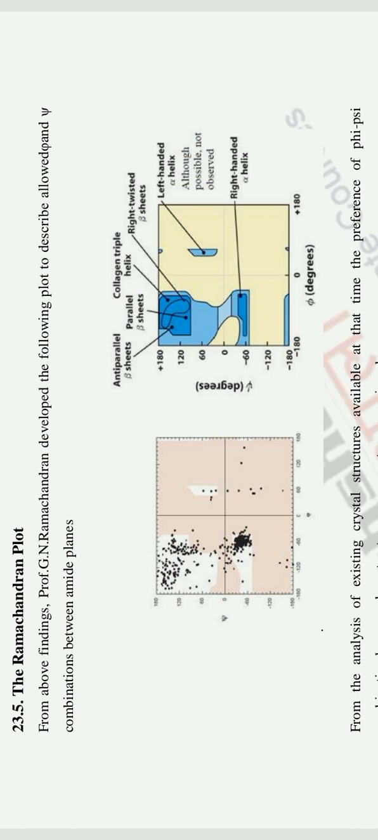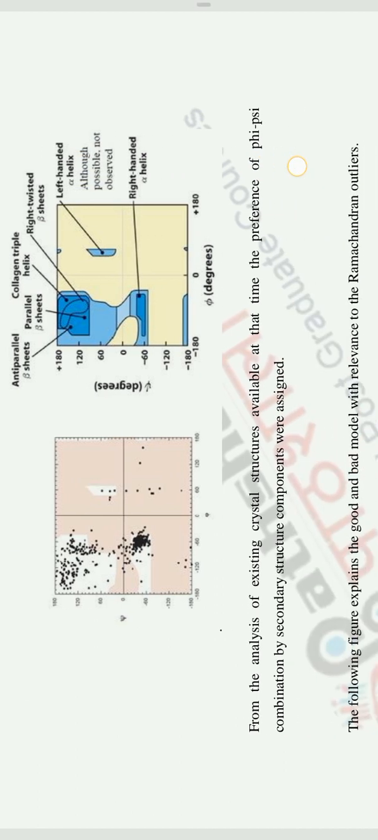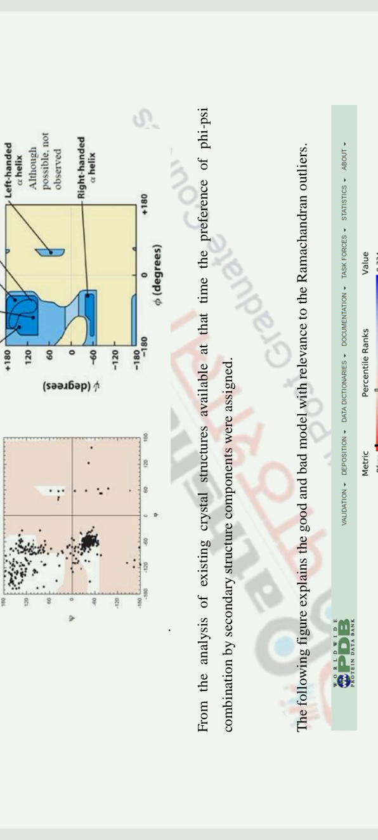The axes will be the psi angle and phi angle in degrees. Anti-parallel beta sheets, parallel beta sheets, collagen triple helix, right-twisted beta sheets, left-handed alpha helix, right-handed alpha helix. From the analysis of existing crystal structures available at that time, the preference of psi-phi combination by secondary structure components was assigned.